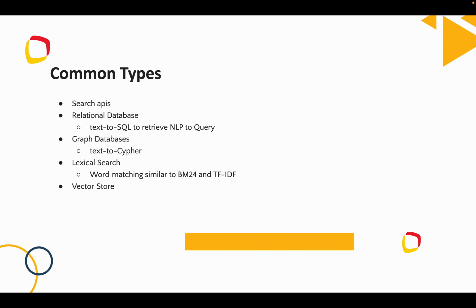We can also use lexical search, in which we use text matching algorithms like BM25 or TF-IDF. And also we can use the vector store as a retriever. So these are the common types that we use as retrievers. We can see them one by one, and in this video we will discuss more about the vector store as a retriever.